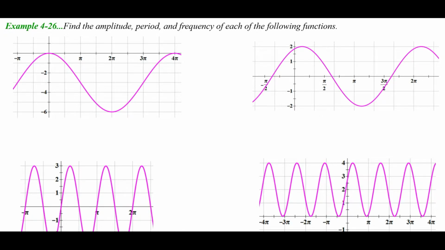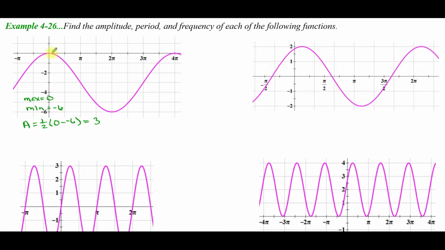All right, so here we're going to find amplitude, period, and frequency of each of these graphs. On this first one, if we start here, our maximum value is 0, and our minimum value is -6. So our amplitude is going to be 1/2 of 0 minus -6, which will give us 3. Again, if you're more visual and you just want to count, you can go, okay, this is 1, 2, 3, 4, 5, 6 units from min to max, and then obviously half of that is going to be 3.